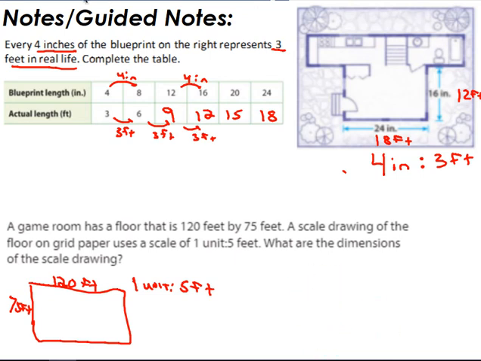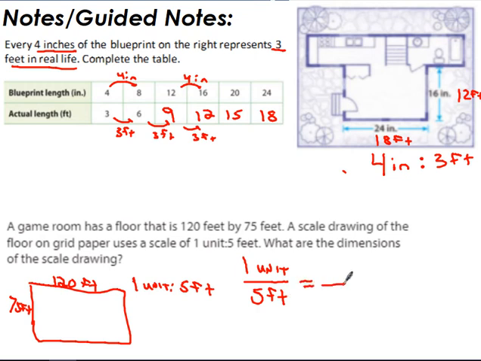So we know 1 unit is every 5 feet. I want to know how many units this room goes to on the scale drawing. So here's what we do. We take our scale and we set it up as a ratio or as a fraction. So 1 unit represents 5 feet. I'm going to use it as a fraction right now, and I'm going to set it equivalent to another ratio of units to feet.